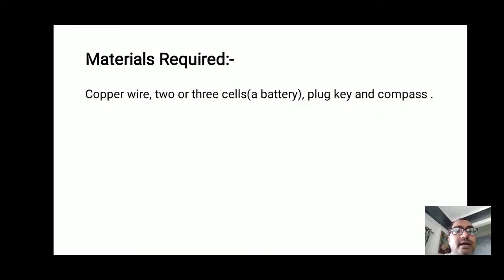Then students, second, for performing this activity, which apparatus or materials are required, you have to mention. So for doing this activity, copper wire is required, 2 or 3 cells should be there. They should be 1.5 volt, or you can write a battery of 5 volt is required. Plug, key, compass. So these are the apparatus of this activity. These materials are required to perform this activity.